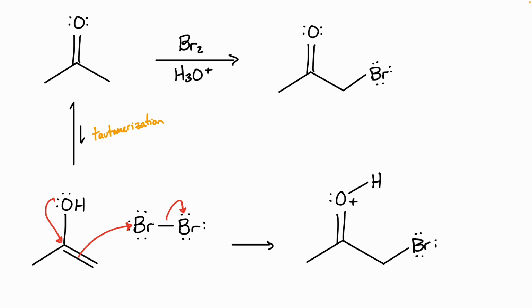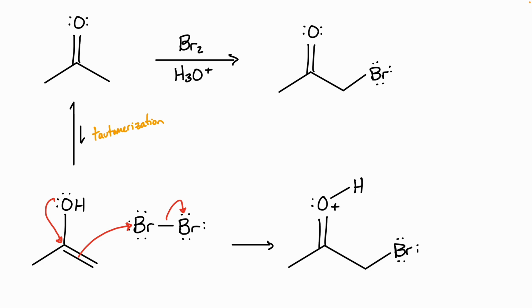So at this point, we've reformed our ketone, but we have that proton on our oxygen. So everybody take a second and finish this reaction mechanism for me to give us our alpha halogenated product here.